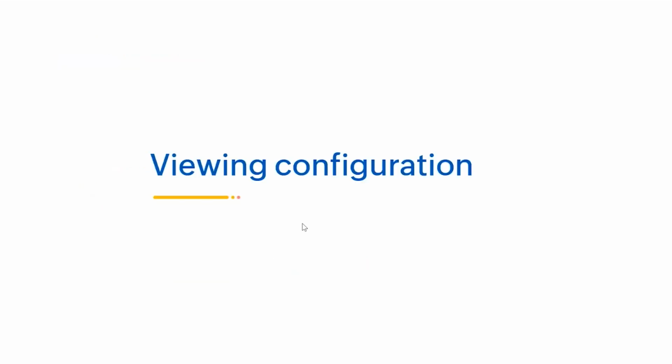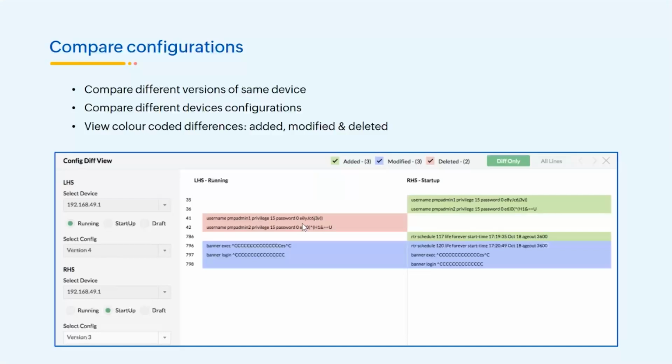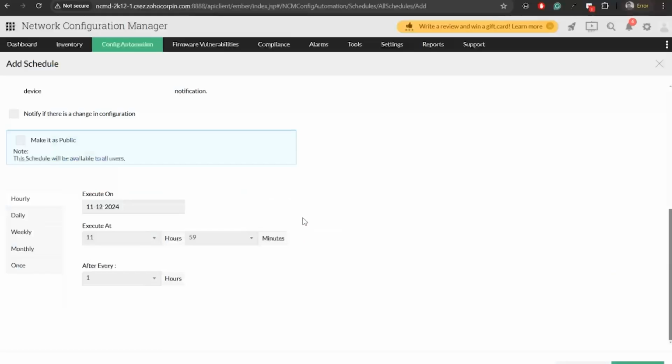So now let's move on to viewing configurations, starting with comparing configurations. So in Network Configuration Manager, you can easily compare two configurations, either from the same device or from different devices side by side. So this comparison feature is color-coded for clarity. Added lines will appear in green, modified lines will appear in purple, and deleted lines will appear in pink. So let me show you that in the UI.